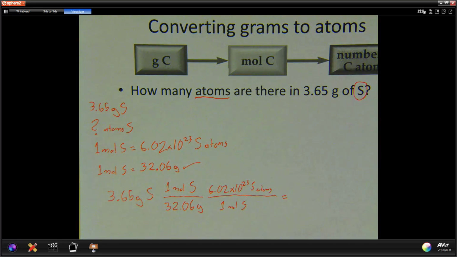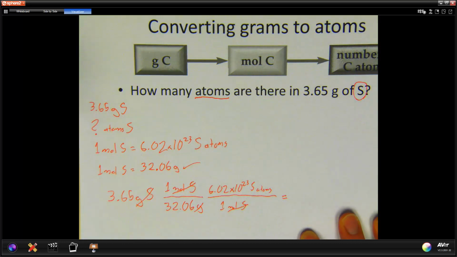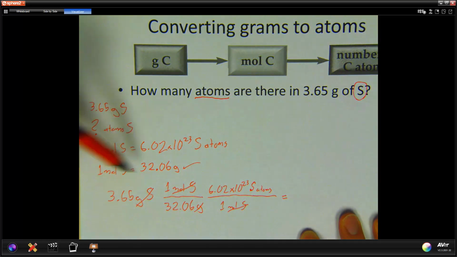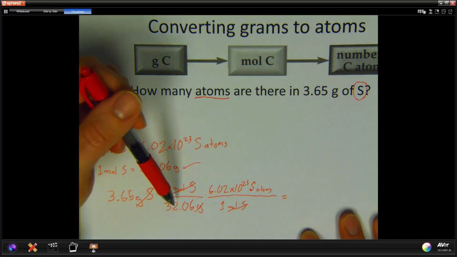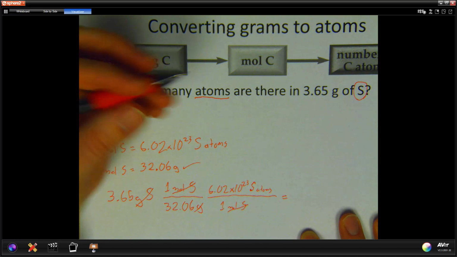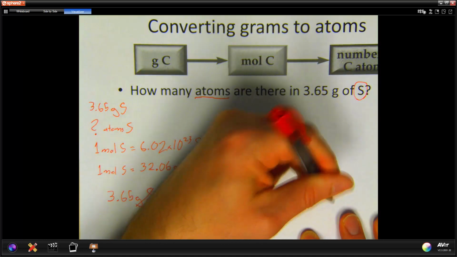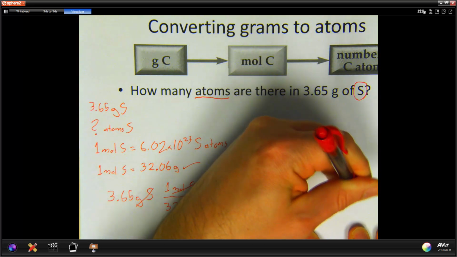Okay, so we've set up our problem. Let's see if the units cancel. So we have grams of sulfur cancel, moles of sulfur cancel, and we're left with units of atoms. Those are the units we want. So then on our calculator, we multiply across the top. So 3.65 times Avogadro's number, and then divide by 32.06. And when we do that, you should get 6.85 times 10 to the 22nd sulfur atoms.